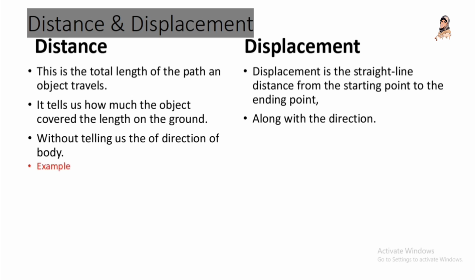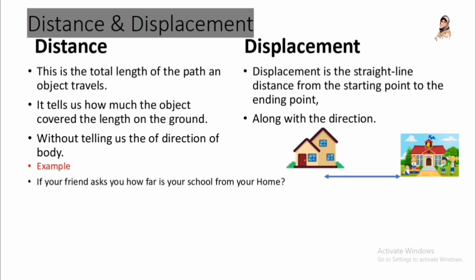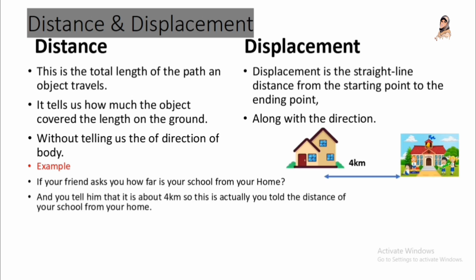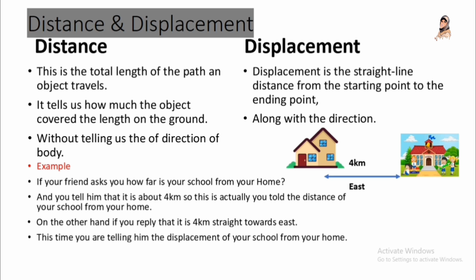Let's understand these concepts with the help of an example. If your friend asks you how far your school is from your home, and you tell him that it is about 4 kilometers, then you actually told the distance of your school from your home. On the other hand, if you reply that it is 4 kilometers straight towards east, so this time you are telling him the displacement of your school from your home, because you added the direction to the path.